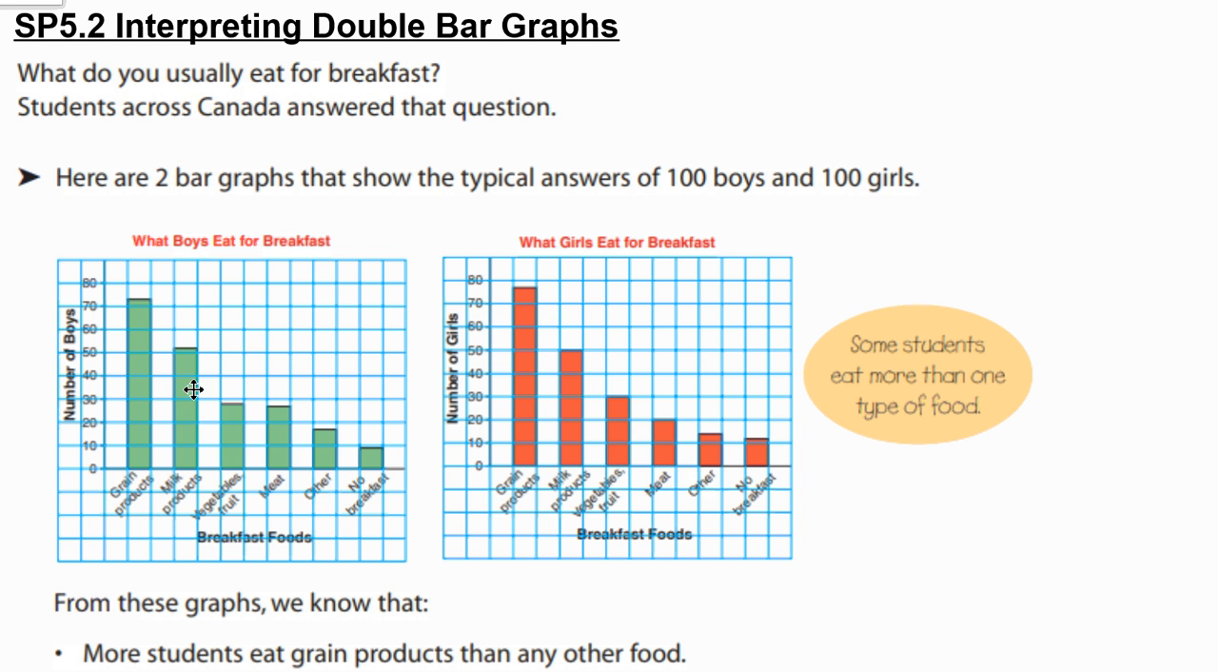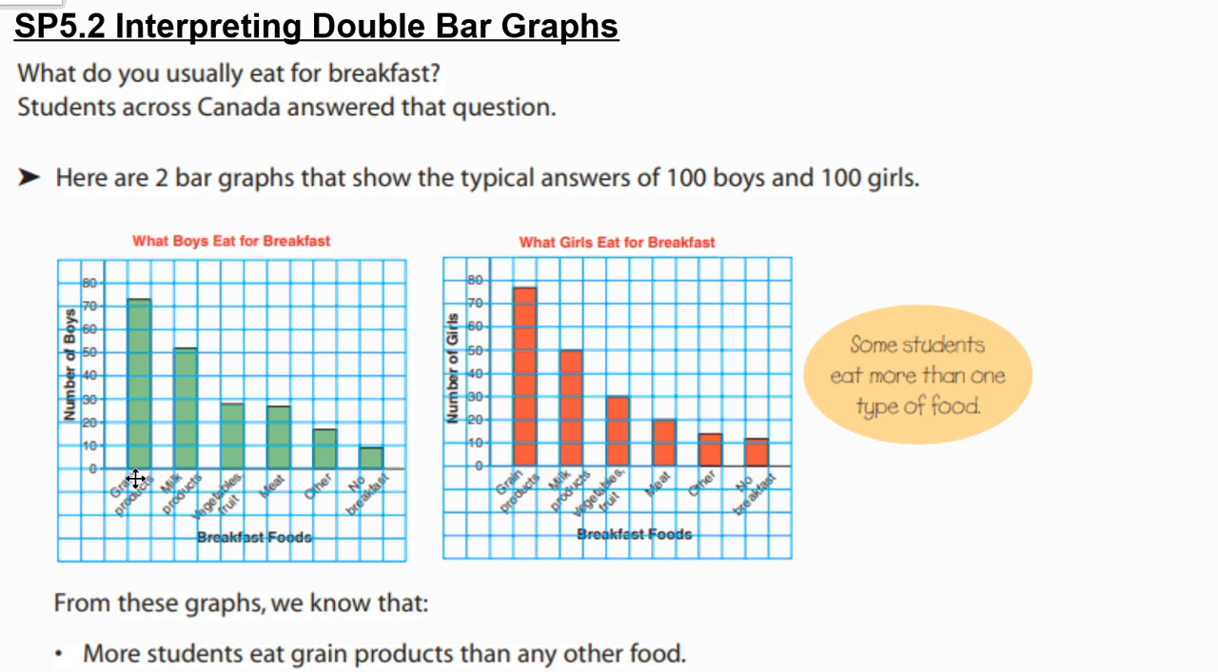So grain products, milk products, vegetables and fruit, meat, other, or no breakfast. And grain products, milk products, vegetables and fruit, meat, other, and no breakfast. So some students eat more than one type of food. If I want to look at these two graphs and compare them, it's kind of difficult because I have to try and line up and write down numbers for each one of these things. And some of these numbers are not easy.